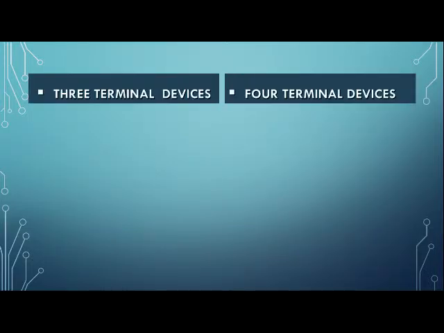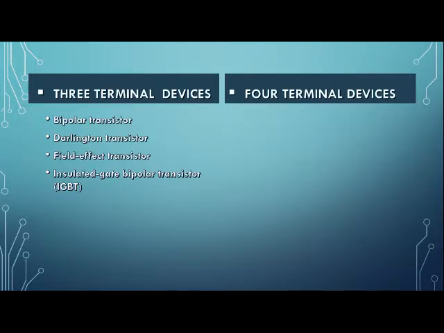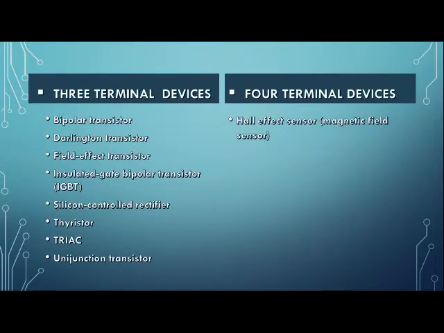Now three terminals are bipolar junction transistor, Darlington transistor, field effect transistor, insulated gate bipolar transistor, silicon controlled rectifier, thyristor, triac, unijunction transistor. Four terminal devices are Hall effect sensor, photocoupler.